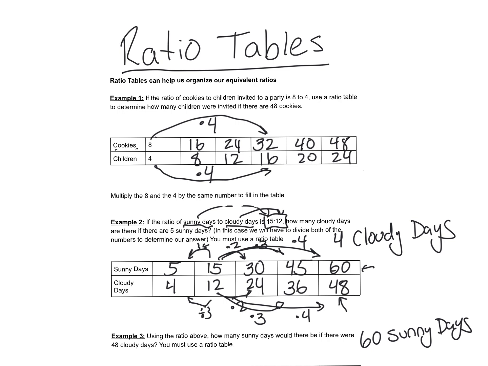So sometimes you'll have to fill in a missing piece to the ratio table. And that's where you have to figure out what we multiplied the number we know by, and we have to do the same thing to the other part of our ratio.